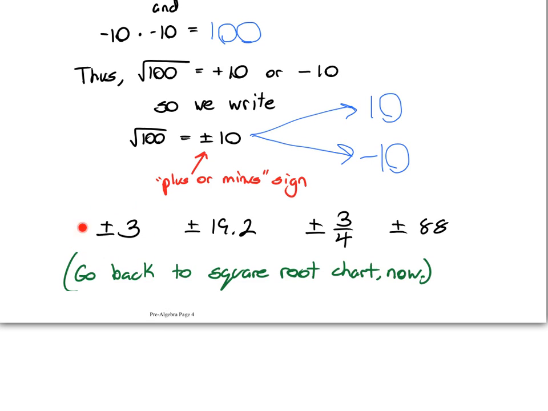Plus or minus 3 means positive 3 and negative 3. Say it out loud. Plus or minus 19.2 means positive 19.2 and negative 19.2. Say this one aloud. Plus or minus 3/4 is plus 3/4 and negative 3/4. Plus or minus 88 is positive 88, negative 88. So what we have to do is we have to go back to this square root chart now, and we have to fill in the plus or minuses, because we're not completely done with that.